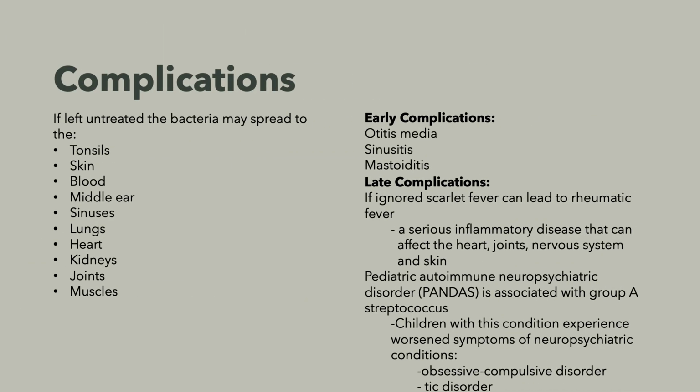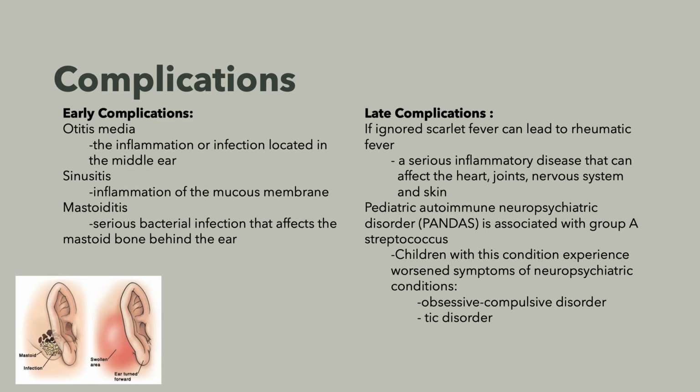Complications. If left untreated, the bacteria can spread to the tonsils, skin, blood, middle ear, sinuses, lungs, heart, kidneys, joints, muscles. A few examples of these are early complications and late complications. Early complications include otitis media, which is the inflammation or infection of the middle ear. Sinusitis, which is the inflammation of the mucous membrane, the lining of the nose. Mastoiditis, which is a serious bacterial infection that affects the mastoid bone behind the ear.